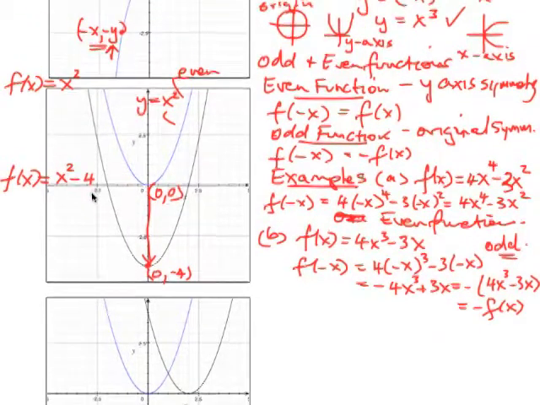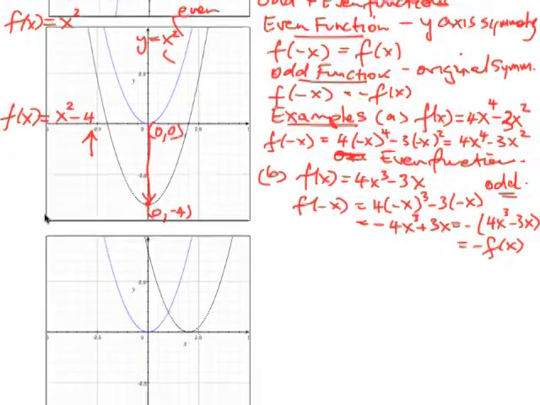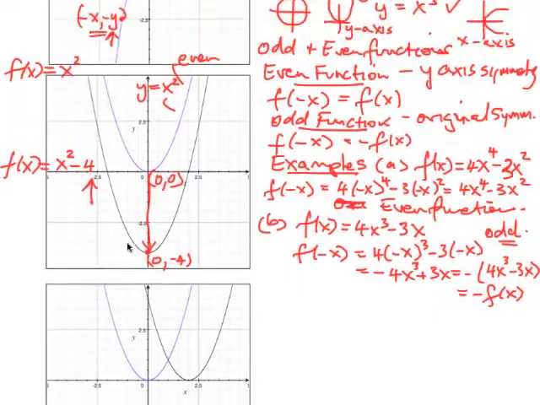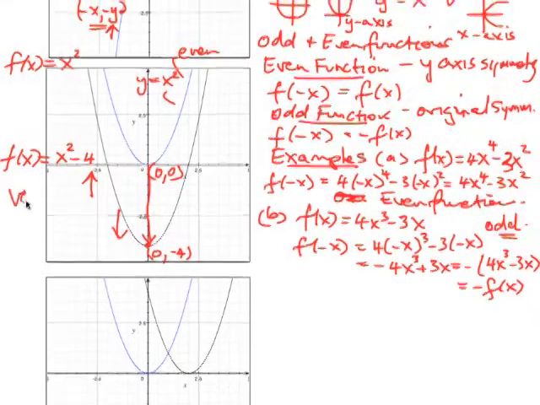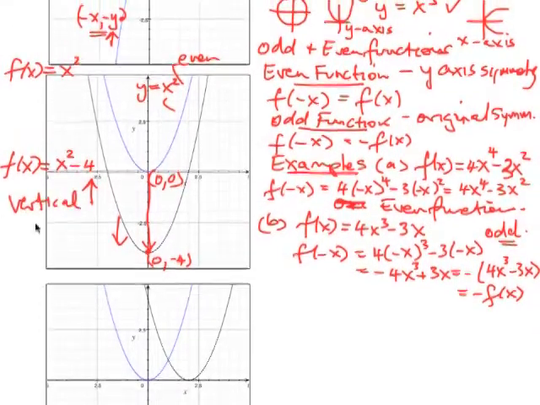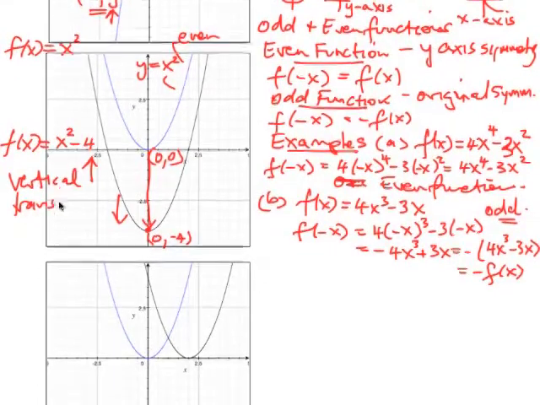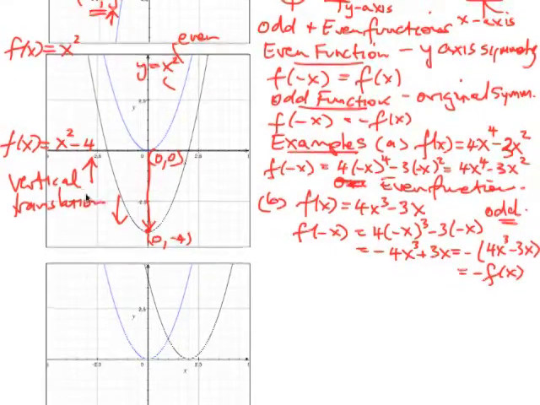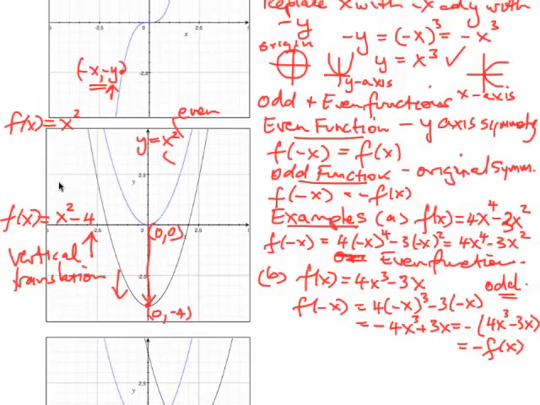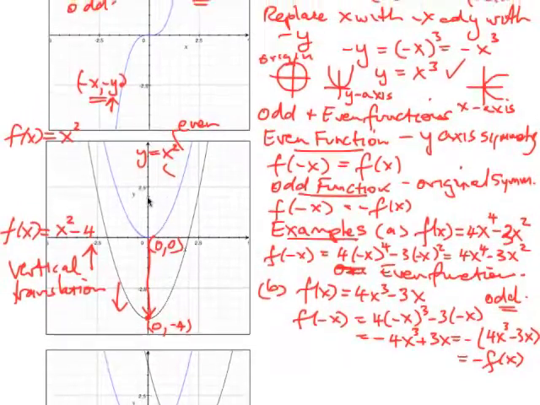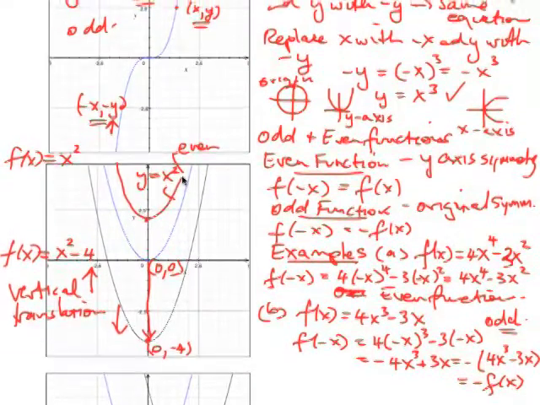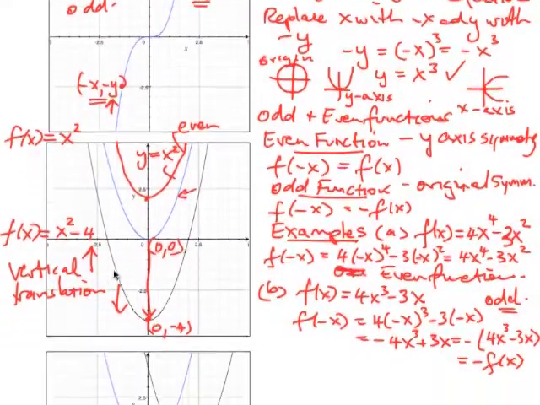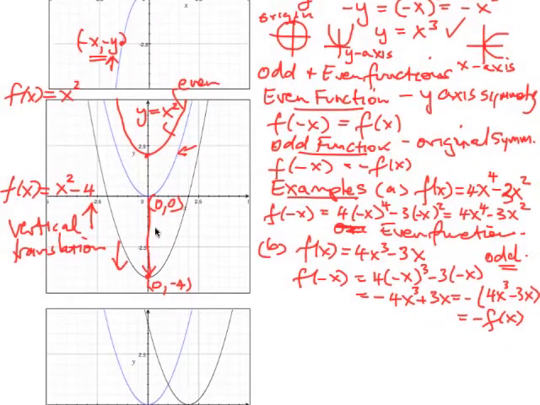So if I have a constant here, then if it's a negative constant, it causes the whole graph to move down vertically. So we have a vertical translation. And if I was to go up, say x squared plus 2, then it would go up to here, and I'd end up with a curve that does this. Now it's exactly the same shape as the original curve, it's just moved up vertically.